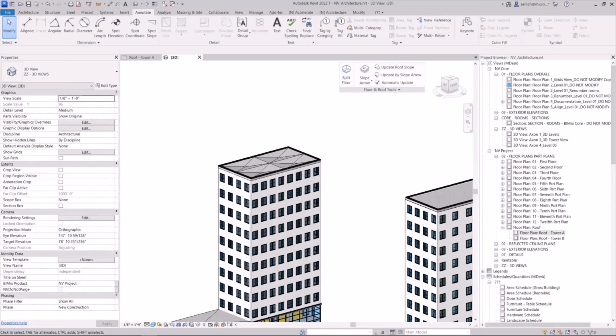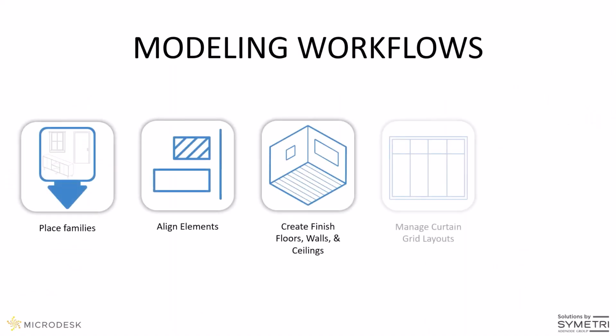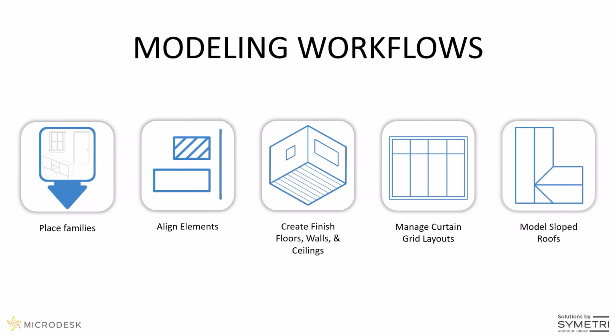Okay, so that basically sums up all of our Naviate modeling workflows. We looked at placing families, especially from a network or local location. We looked at aligning elements, whether that be aligning our walls so that they're no longer off axis, or aligning elements to other surfaces, like getting all of our doors to be 10 inches from our walls. We looked at creating our finishes based off of our room geometry, creating ceiling and floor finishes, and even splitting those floors using detail lines.